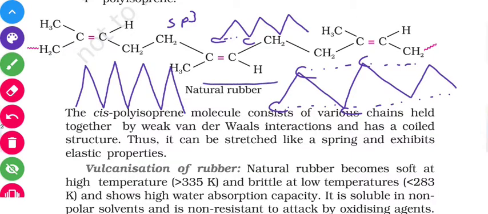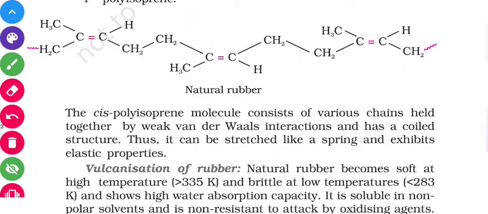Okay, so if attraction proceeds, then it will shrink and it will behave as a spring, and as the number of this type of attraction increases, more and more coiled structure will be obtained, and because of the coiled structure, it possesses elastic properties and we can stretch it like springs.